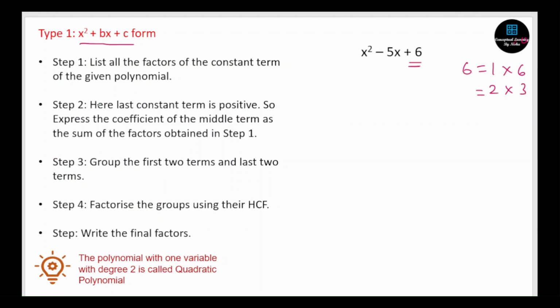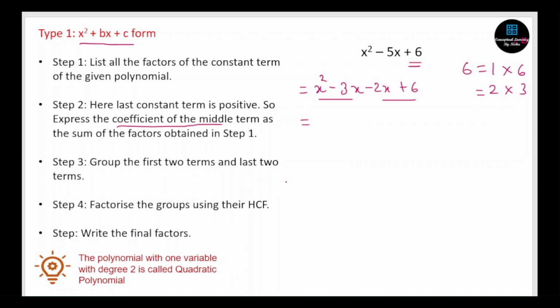Now we have to think which two factors we add so that we get the coefficient of the middle term. Tell me, if I add 1 and 6, do I get 5? No. If I add 2 and 3? Yes. So we'll write this as x square minus 3x minus 2x plus 6. It doesn't matter if you change the order here, because we are simply adding. Now group the first two terms and the last two terms. That is our third step.